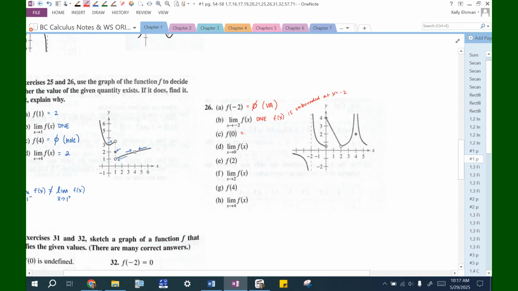What's f of 0? So when you input 0, you get an output of 4. What's the limit as x approaches 0? This limit does not exist because the limit on the left looks to be about 1/2, and the limit on the right is 4. So it does not exist, and I'm going to take this out here.